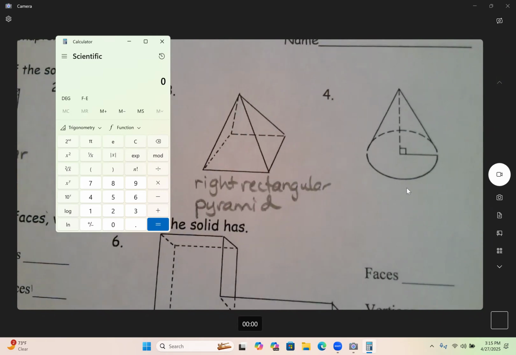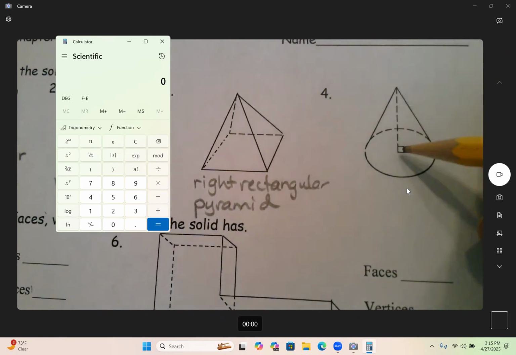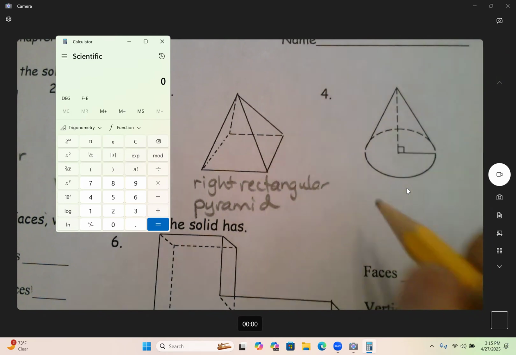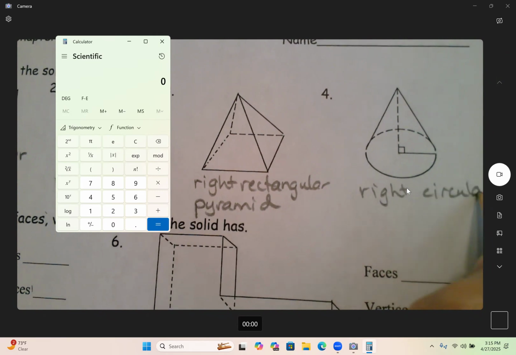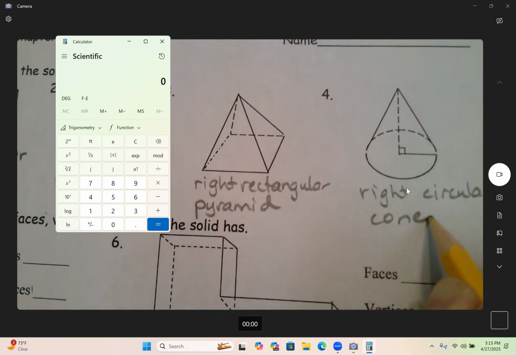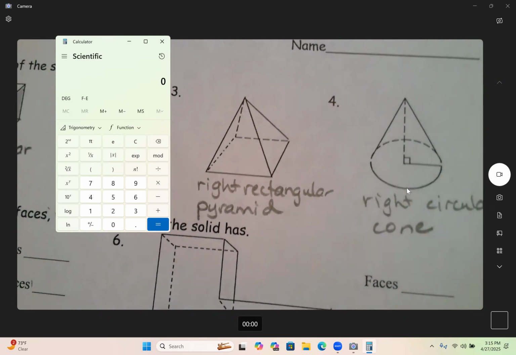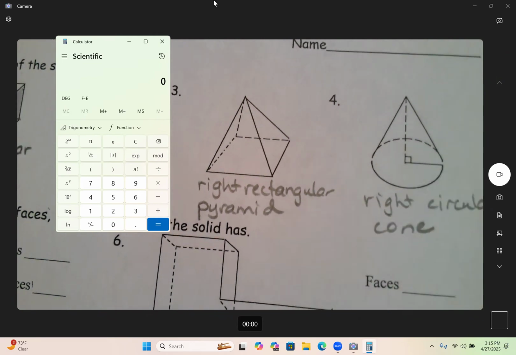All right, and then on number 4, the vertex is directly above the center of the circle. So this is what we call a right circular cone. Okay, so knowing the names is important so that you can go to the reference sheet and figure out what we're going to do. So we need to know these names so that we pick the right formula.